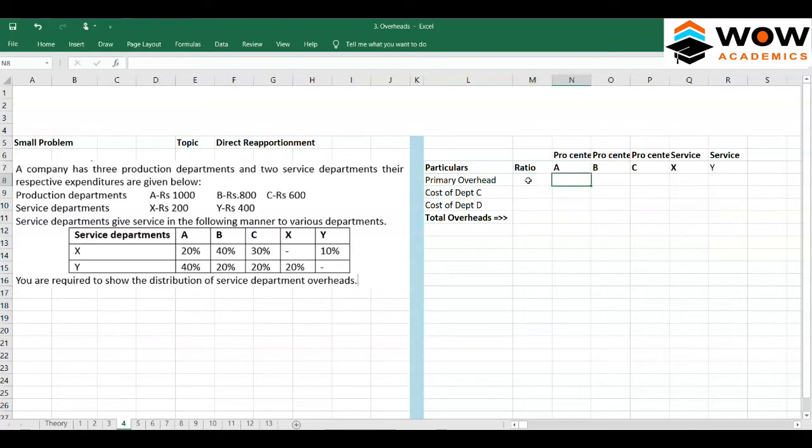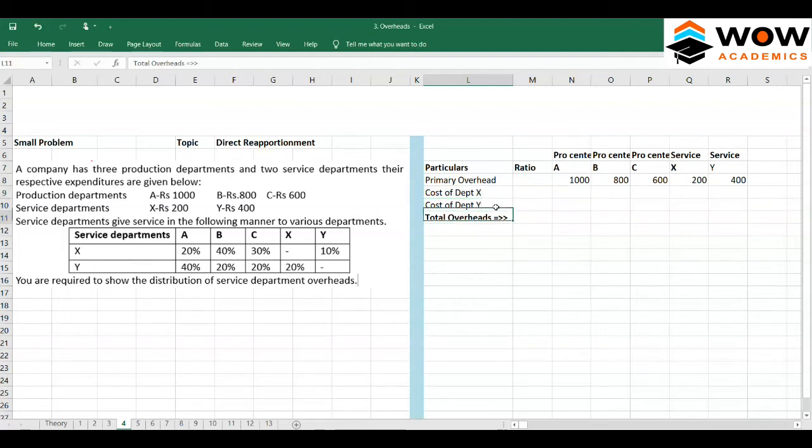So A is 1000, B is 800, C is 600, X is 200, and Y is 400. And what is the cost incurred in department X?